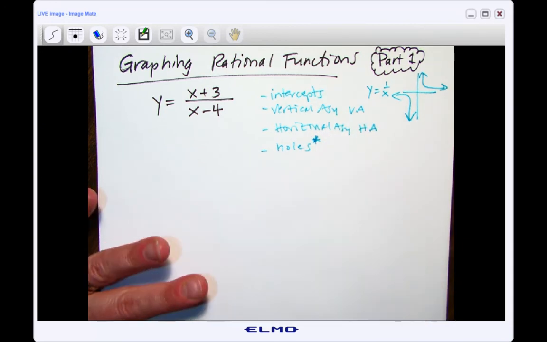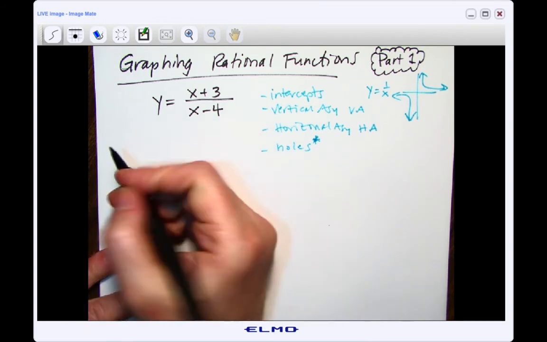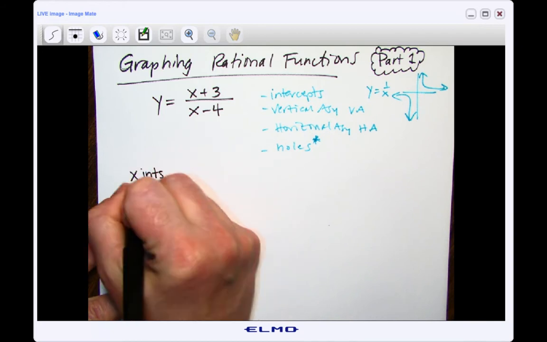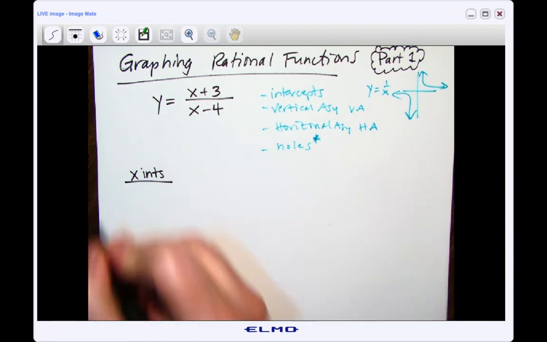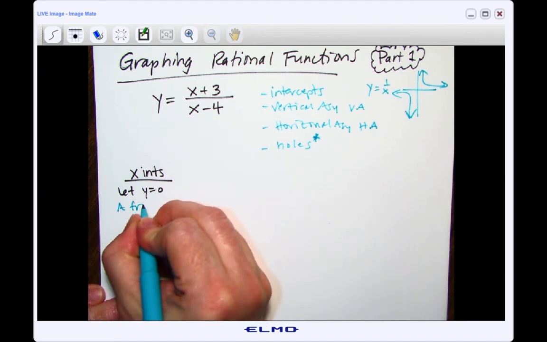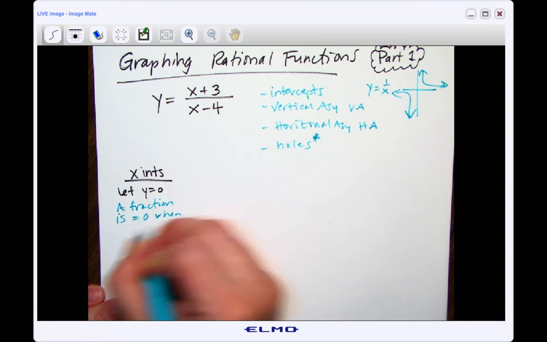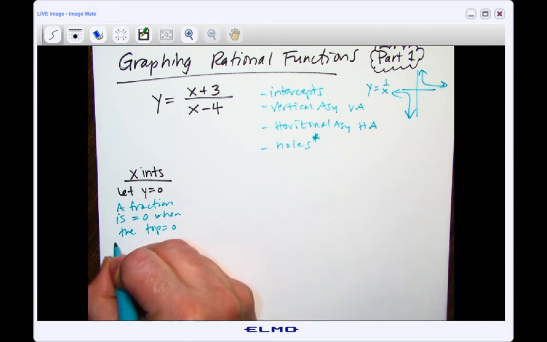Okay, so let's take a look at this guy. If I'm trying to find x-intercepts, which we usually want to find when we're graphing something, how do you find x-intercepts? You let y equal 0, right? That's true for lines, it's true for parabolas, it's true for any function. In order to find x-intercepts, you find where y is equal to 0. So that's what I'm going to do first. Now remember, a fraction is equal to 0 when the top is equal to 0, but not the bottom.